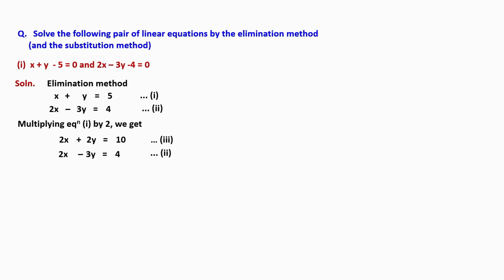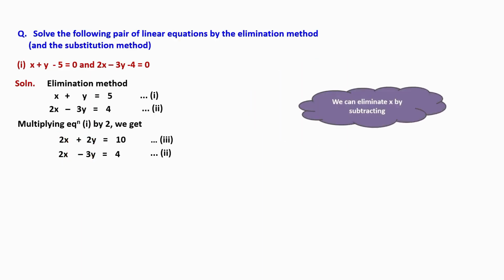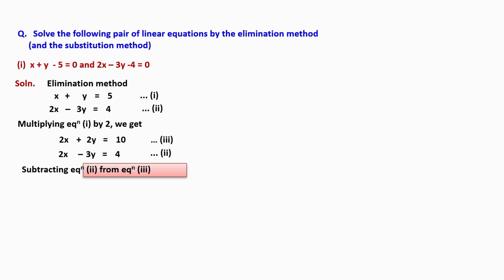Now, the coefficients of x are the same and the signs are also the same. So, we subtract the second equation from the first equation. After subtracting, we get 5y equals 6. So, y equals 6 divided by 5.